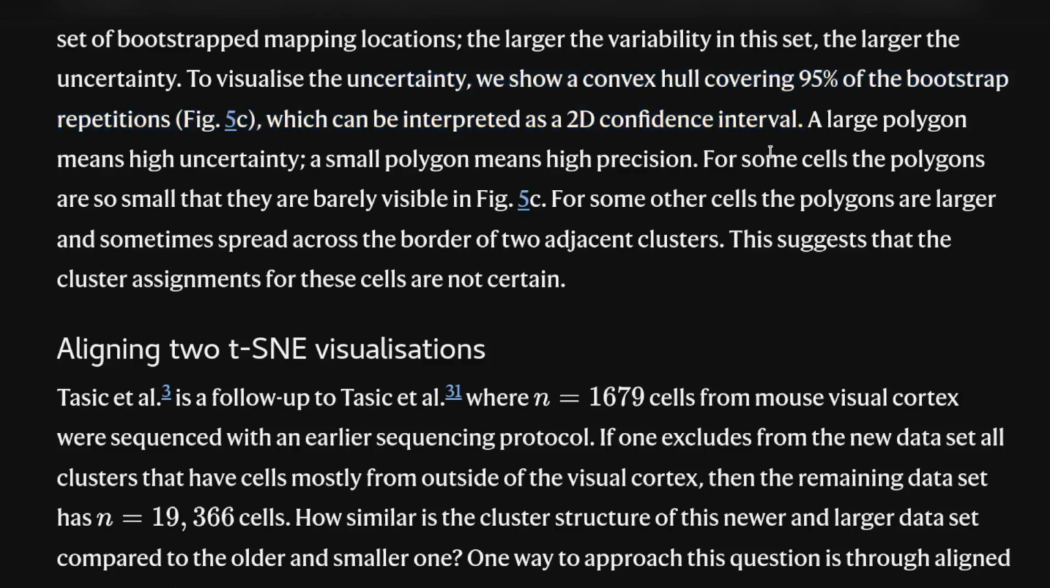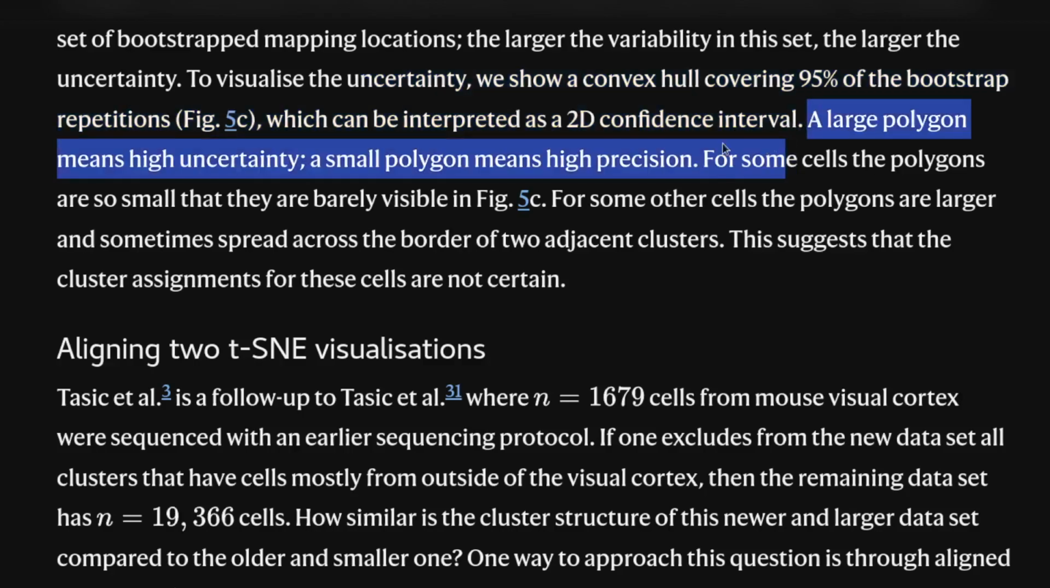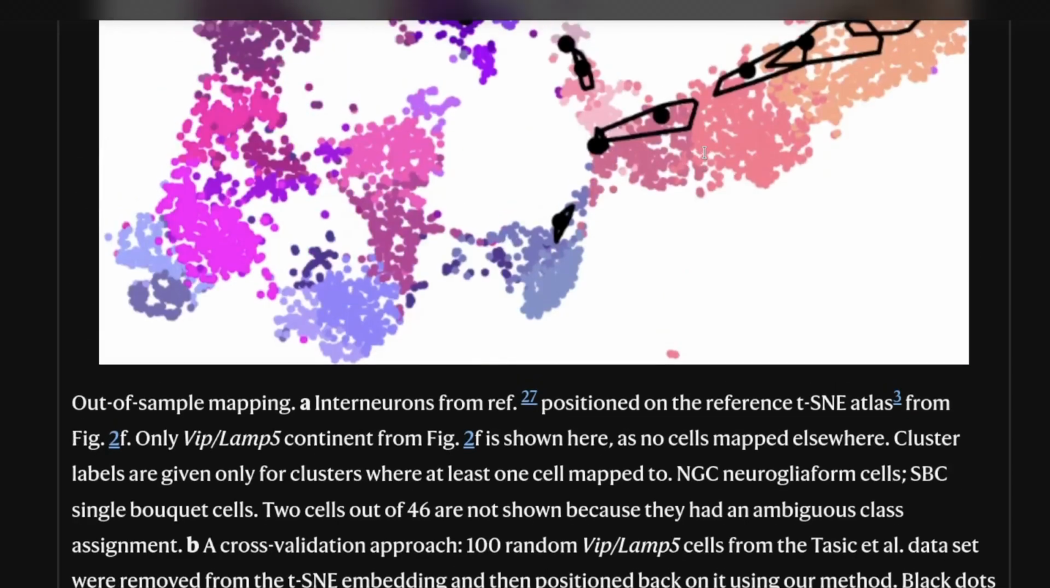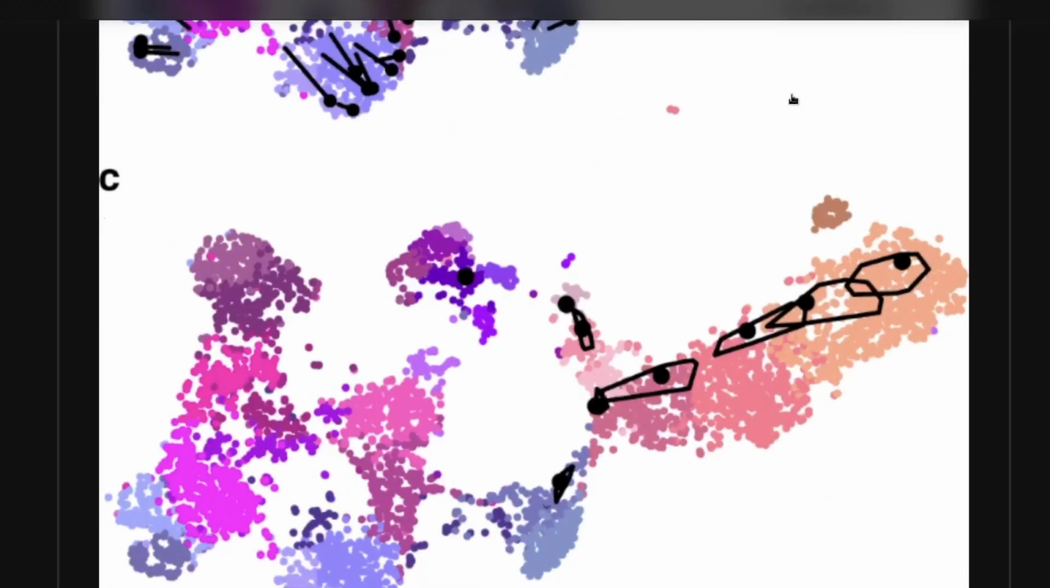A large polygon means high uncertainty. A small polygon means high precision. For some cells, the polygons are so small that they are barely visible in Figure 5c. For some other cells, the polygons are larger and sometimes spread across the border of 2 adjacent clusters. This suggests that the cluster assignments for these cells are not certain.